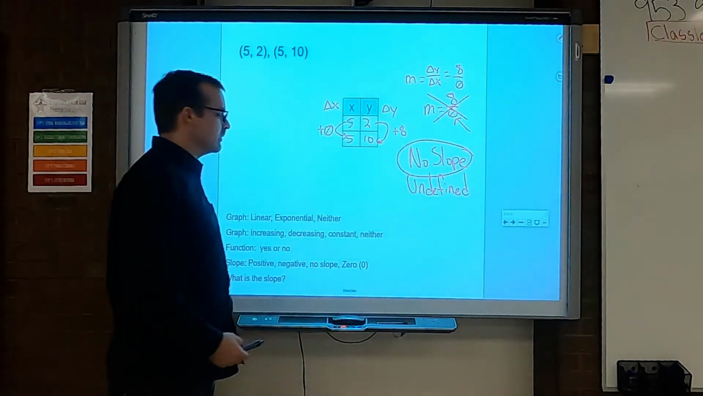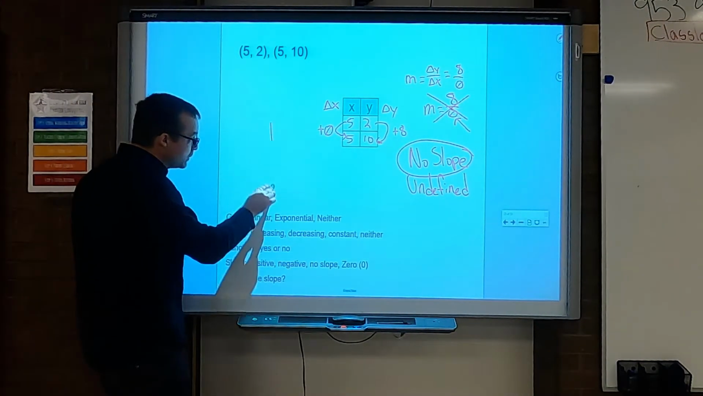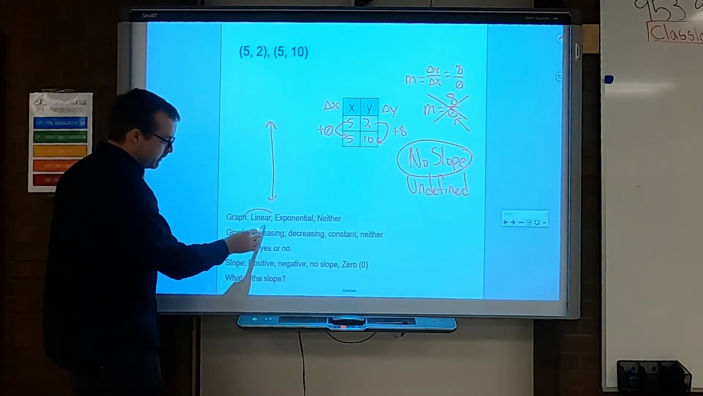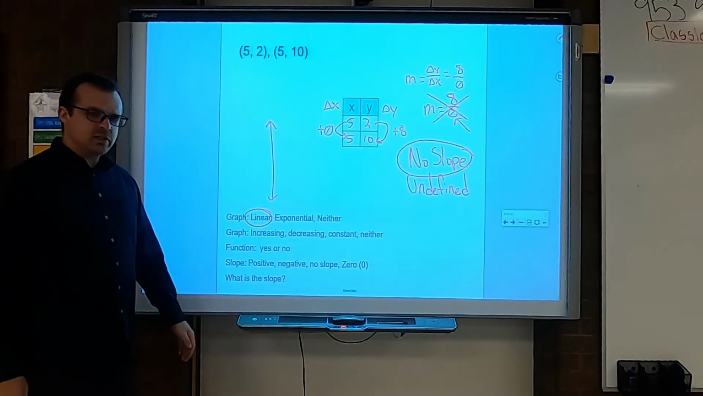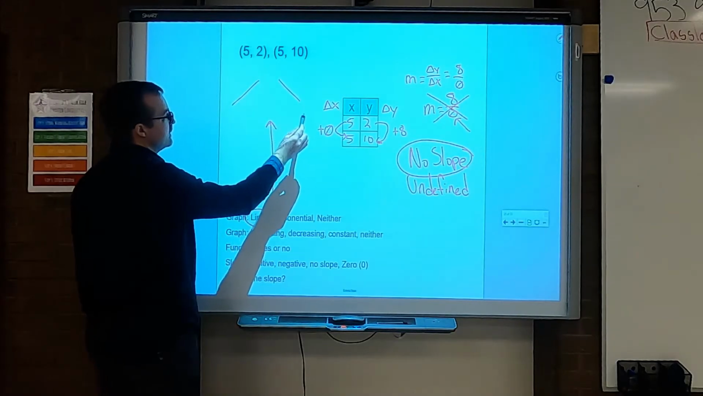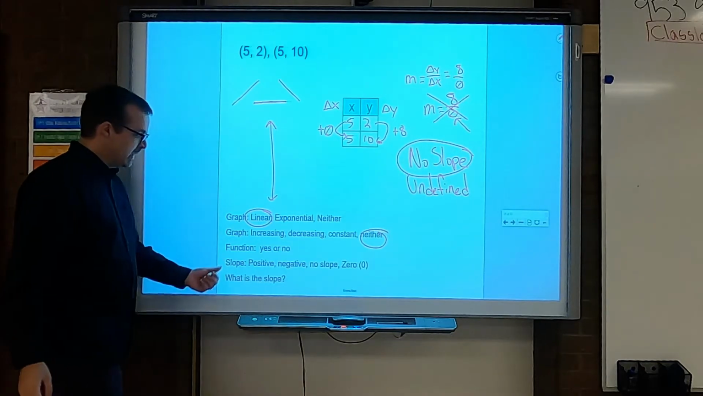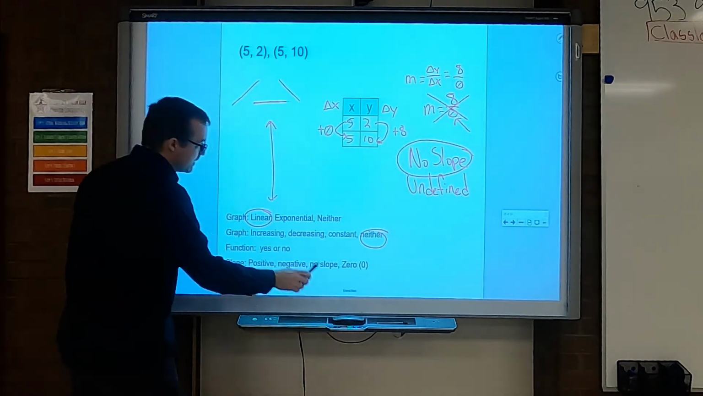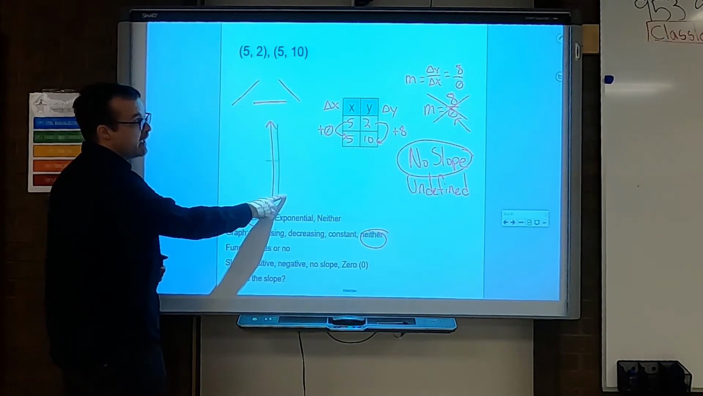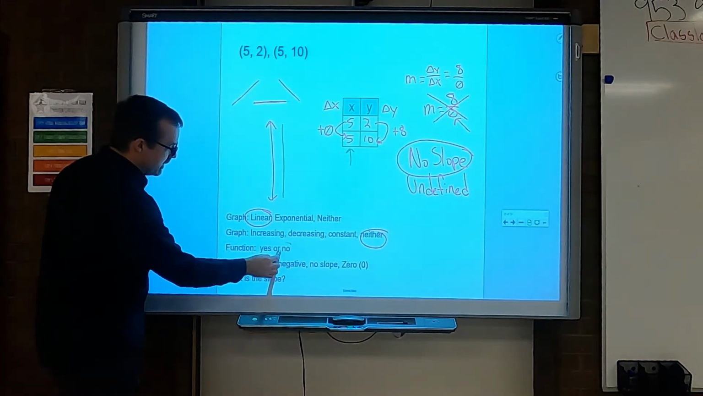All right, is it linear? As far as I can tell. If it's no slope, we know that no slopes go straight up and down. There's a positive, negative, no slope. I'm going to go with linear. Is it increasing, decreasing, constant, or neither? Well, we know this is increasing, this is decreasing, this is constant. That must be none of those, so neither. Is it a function? Also no, because it's going to fail the vertical line test, as well as how many x values are repeating here? Both of them. So this is definitely not a function.